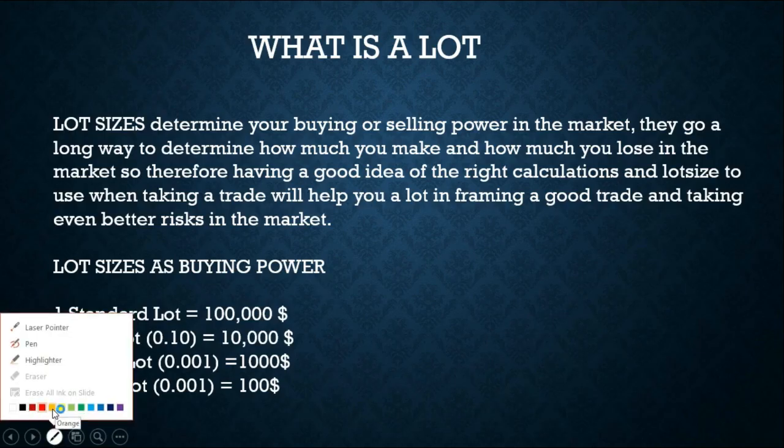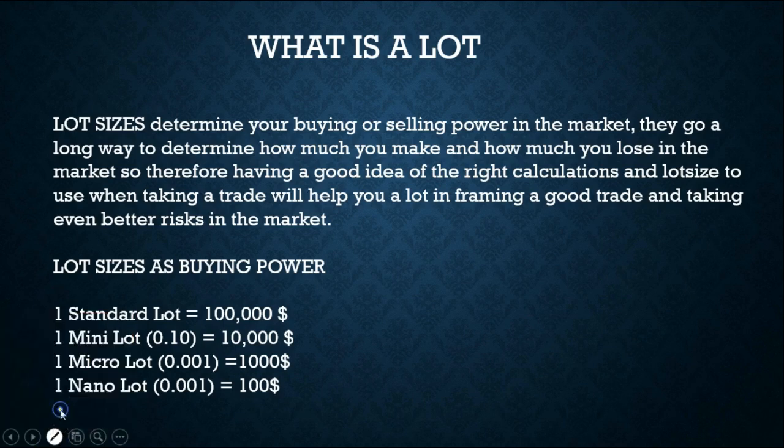A nano lot, in most cases, is the one just beneath here. In most cases, you won't find a brokerage offering you a nano lot. The majority of the time, brokerages only offer the first three. So you have to memorize mainly the standard lot, the mini lot, and the micro lot.